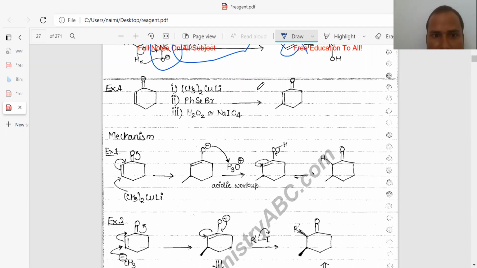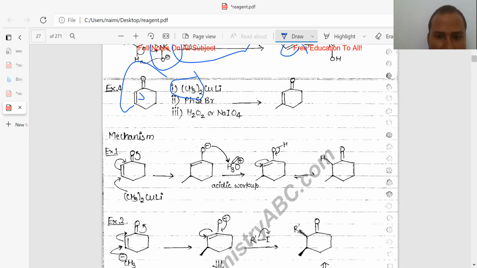So another example is this one. You can see a CuR, Gilman reagent. First of all it will attack on this carbon, and this charge density will transfer to this position. When it migrates here, this double bond also shifts, and O minus will be formed. This charge density will transfer onto the oxygen. So that's why you can see O minus will be formed.